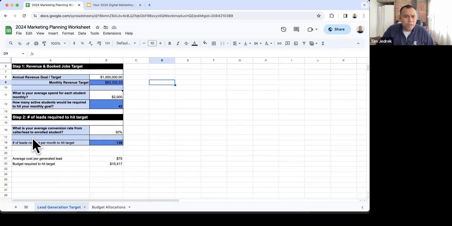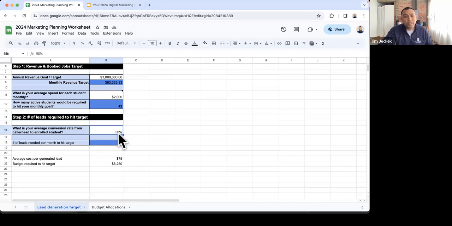The next section here is the number of leads required to hit target. So if we wanted to get 42 students in our active student roster, how many leads per month do we actually need in this case? This really goes to your conversion rate. If you have a stellar front desk person who answers the phone with a smile on their face and has a really good conversion rate, let's say 50%, well, you're not going to need as many leads. You're only going to need about 80 leads to convert to 40 students, right?